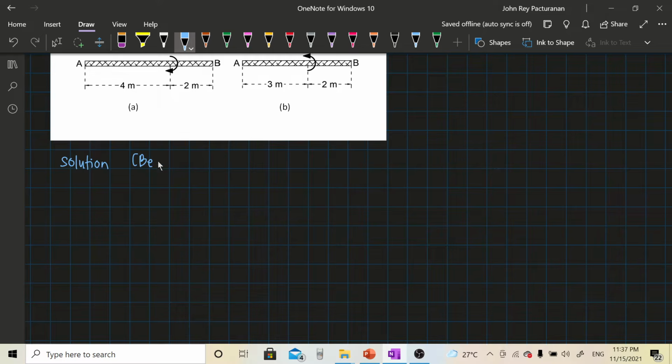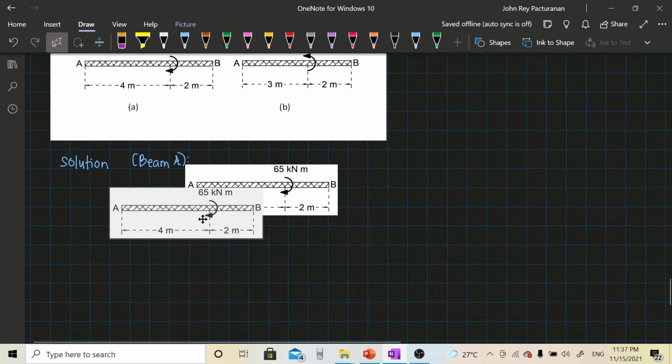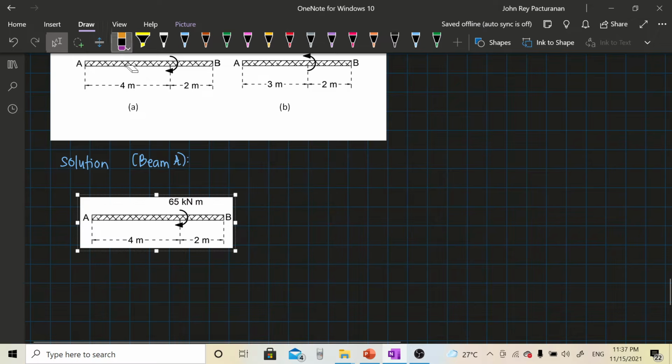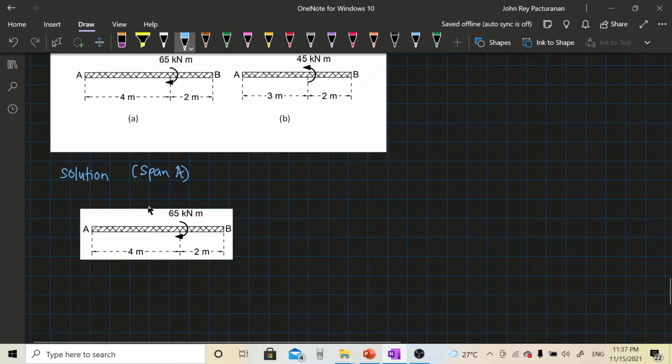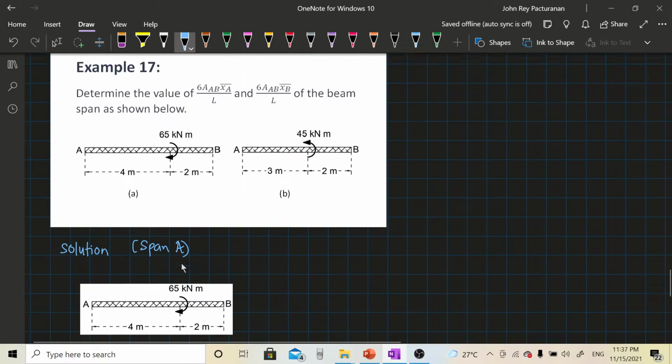With the beam A, so, attach natin, medyo malaki. Hindi siya beam A, no? Pala, sorry. I am corrected. Span A. So, dahil kung titingnan nyo, clockwise moment, no? So, yung una nyong titingnan, kung ano ba yung applied moment. Is that clockwise or counterclockwise? So, here it is shown na clockwise siya. So, I will use these formulas. Okay? So, yung mga formulas na yan.